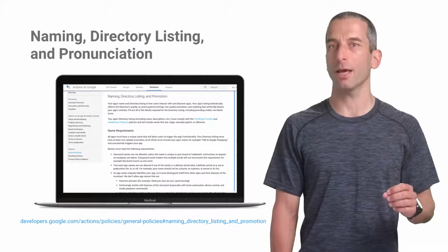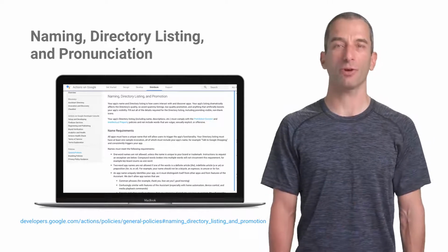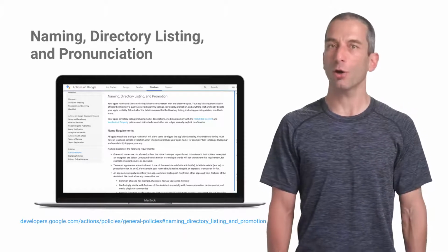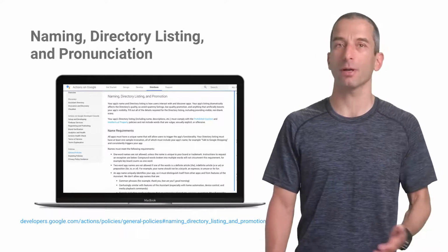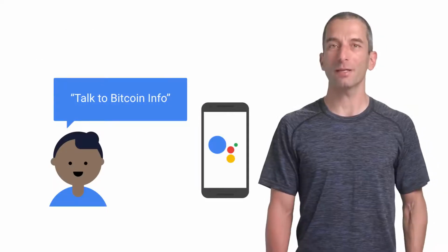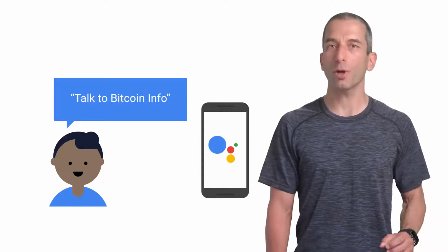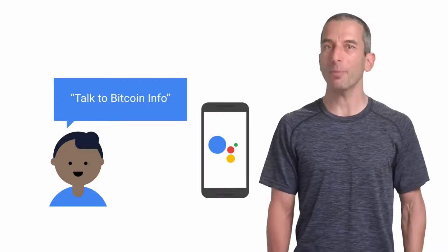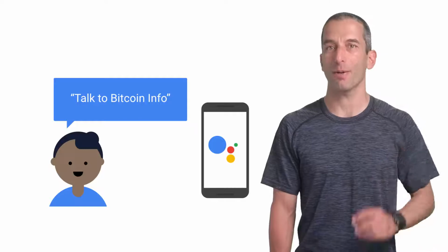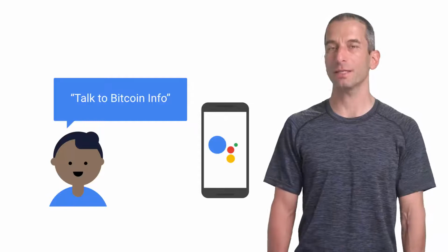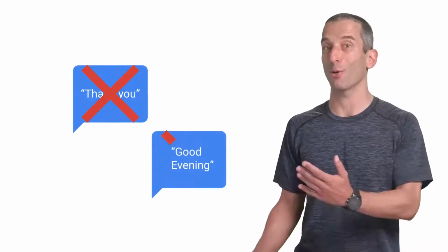All apps must have a unique name that will allow users to trigger the app functionality. Your directory listing must have at least one sample invocation, all of which must include your app name. For example, talk to Bitcoin info, which consistently triggers your app. A few important things to remember about names. One-word names are not allowed unless the name is unique to your brand or trademark. An app name uniquely identifies your app, so it must distinguish itself from other apps and from features of the assistant. You should avoid very common phrases like "thank you," "good evening," or "oh my god."